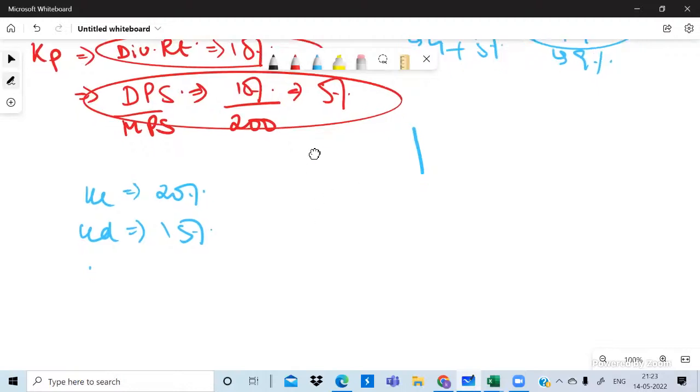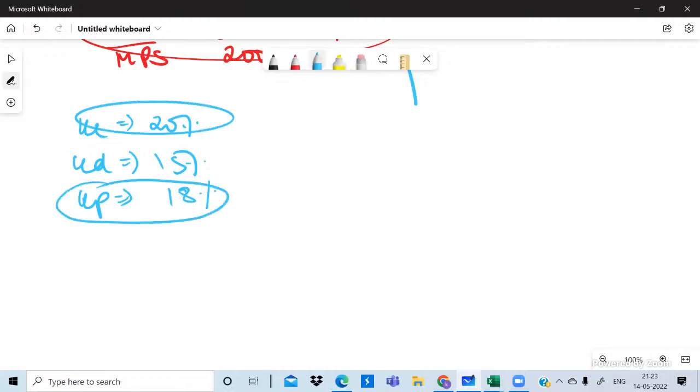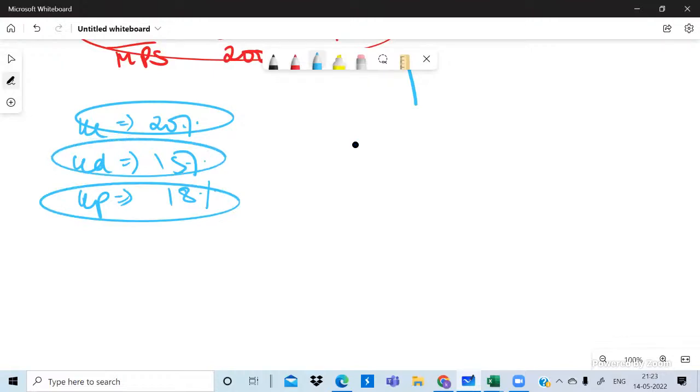Okay. So let's say you've calculated your cost of equity, cost of debt, and your cost of preference. And let's say you get cost of equity as 20%, cost of preference as 18%, and cost of debt as 15%. So equity is the riskiest one, so their expectation will be highest.